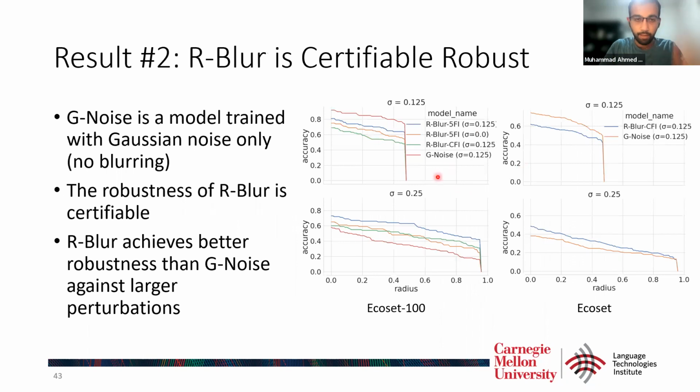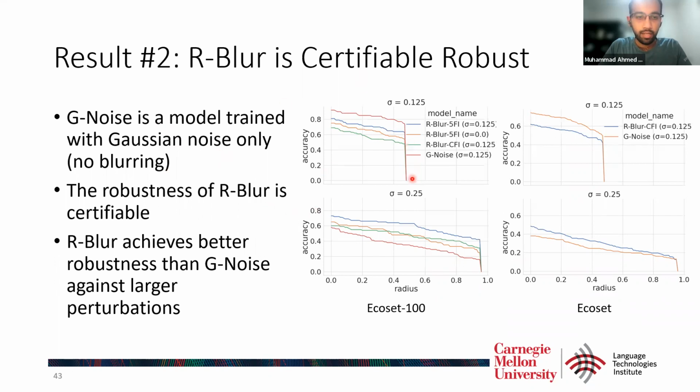And in these plots, the x-axis is the size of the perturbation, or the radius of the perturbation, in L2 distance. The y-axis is the certified accuracy. We're comparing the R blur model with a model that we call G noise, which is a model that's trained with Gaussian noise only. So basically, it's trained with the first two steps of R blur: you take an image, you add Gaussian noise to it, but there's no blurring involved. And we're comparing with this model because this is the model that was used in the prior literature, and it was shown to be certifiably robust.